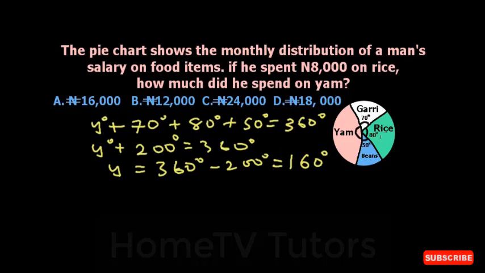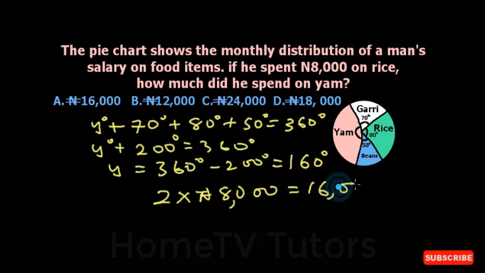And looking at it, rice is 80 degrees, and he spent 80,000. So yam is 2 times that of rice, that is 2 times 80,000 naira, which will give us 160,000 naira. That's the total amount spent on yam, and that corresponds with answer option A.